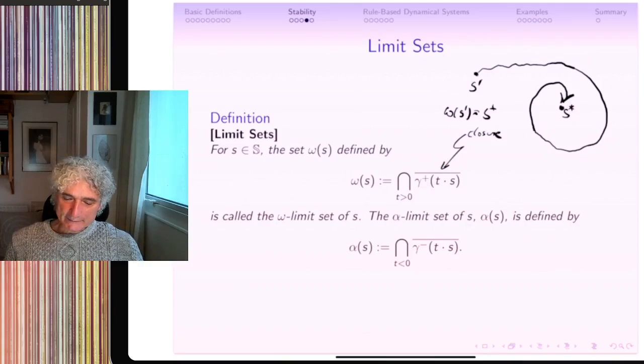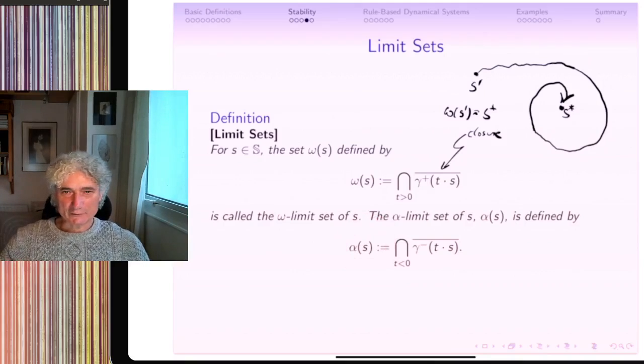And of course we can also do the same construction in backward time. You should do some illustrations for yourselves, and this will then define the alpha limit set of a certain point S in the state space S.